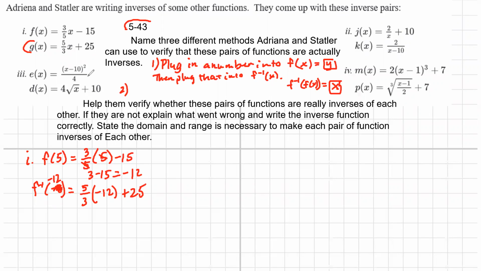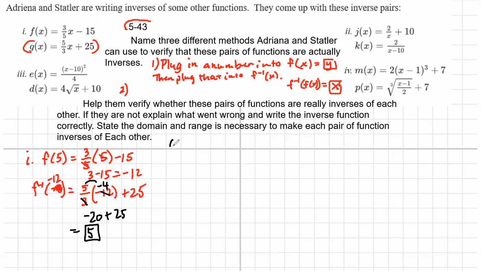Plus 25, because I'm plugging it into this function right here, the inverse function. So it says plus 25. When I do this, the 3 is going to go into the -12, -4 times, right? And so 5 times -4 is -20 plus 25, which gives me 5. Yay, that is what we're supposed to get because we started with 5, we got -12, we plugged -12 into the inverse function, and we got 5 again. So this shows us that yes, they are inverses of each other, we think.